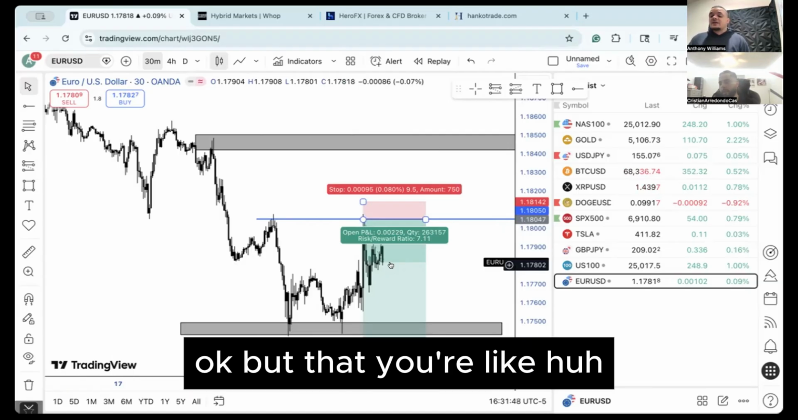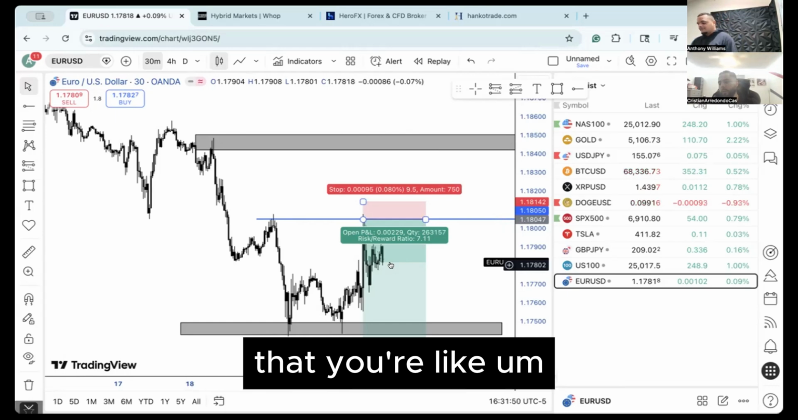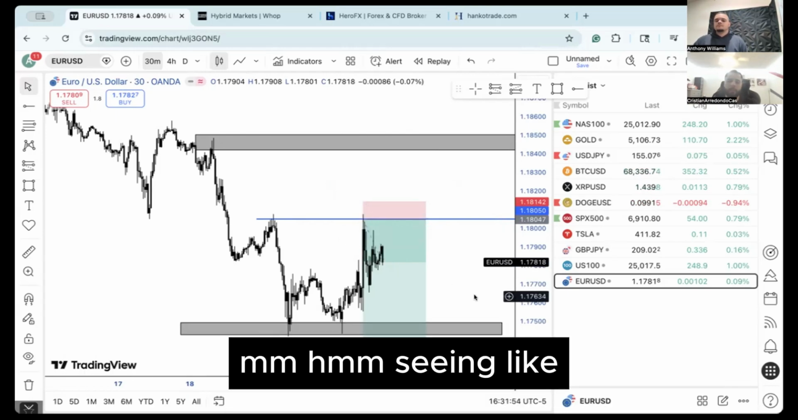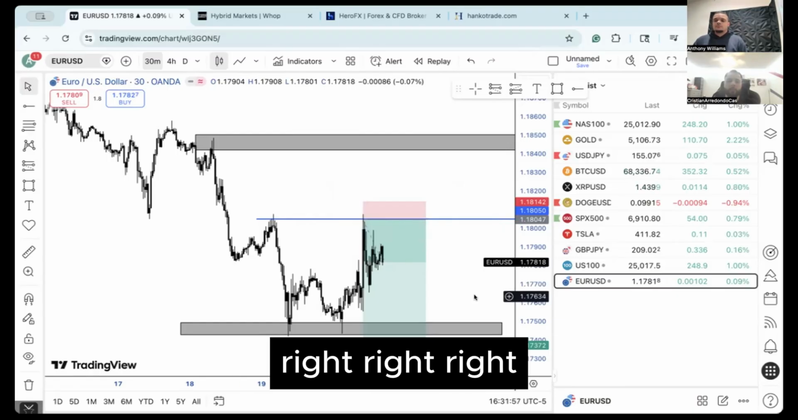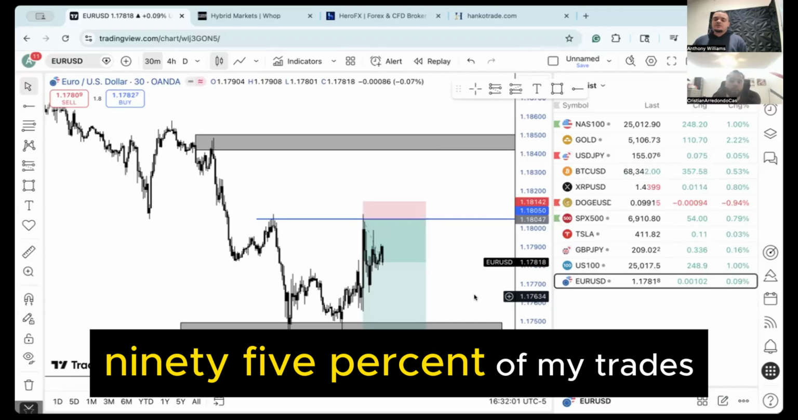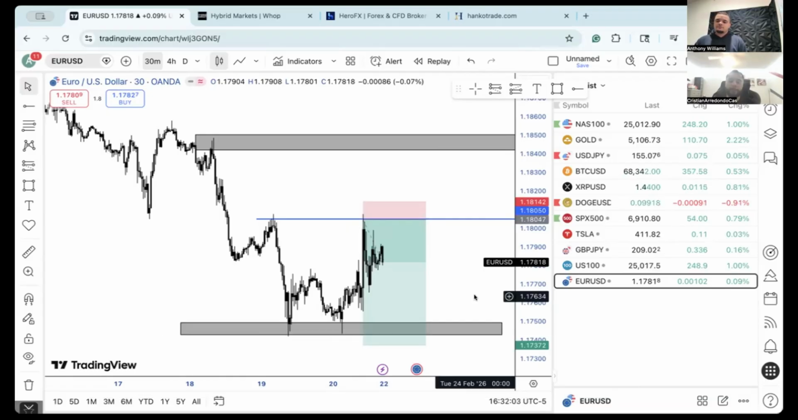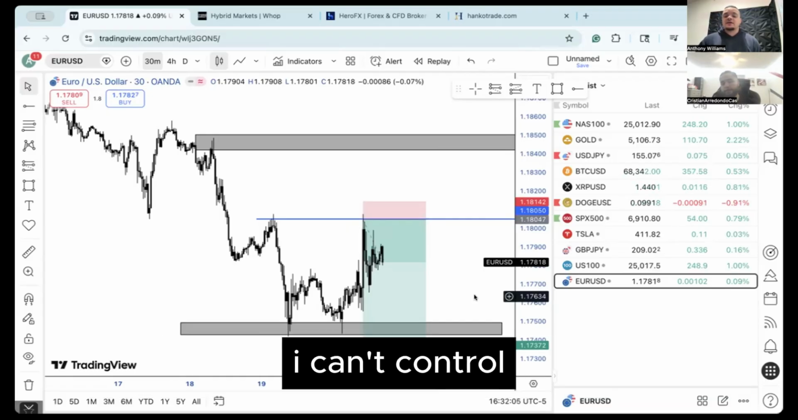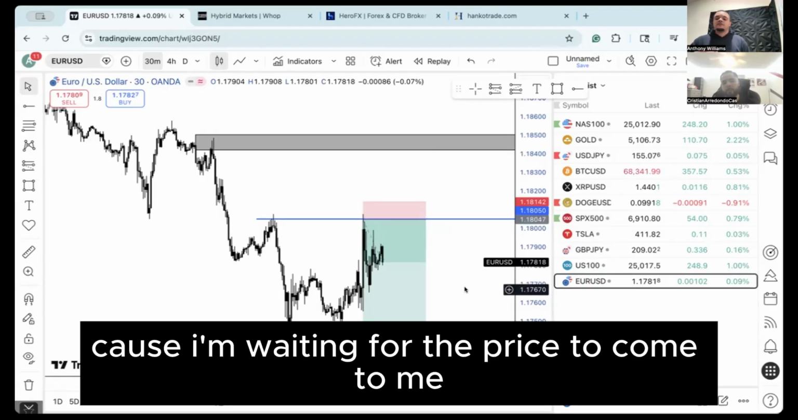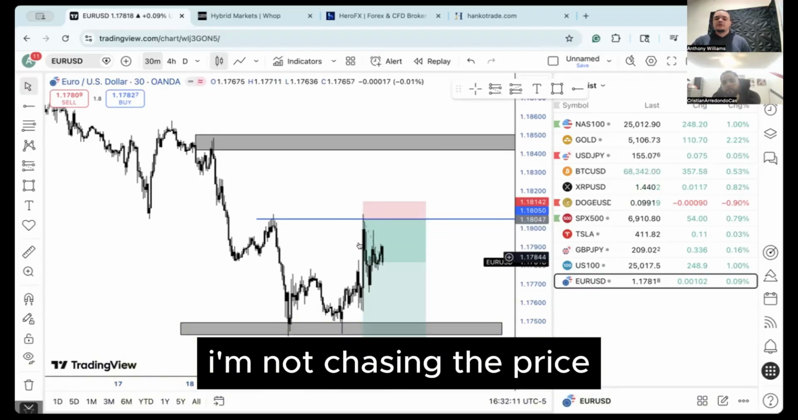So you're already looking into the charts right before the market opens. 95% of my trades are before the market opens. I'm just saying I can't control it if it doesn't happen before the market opens, because I'm waiting for the price to come to me. I'm not chasing the price.